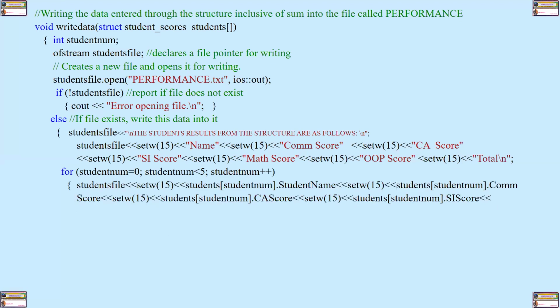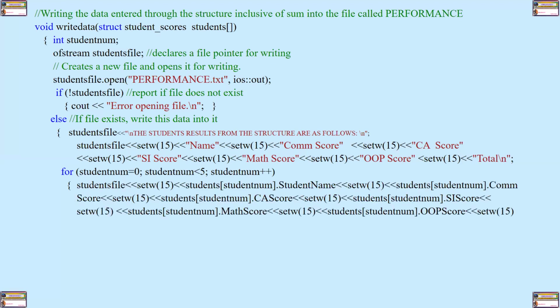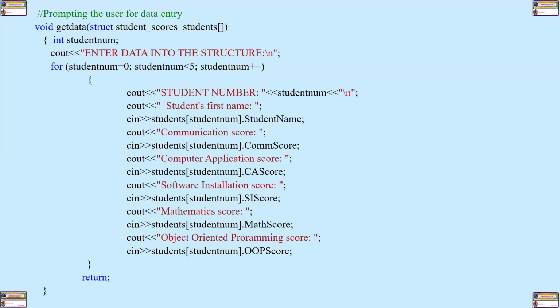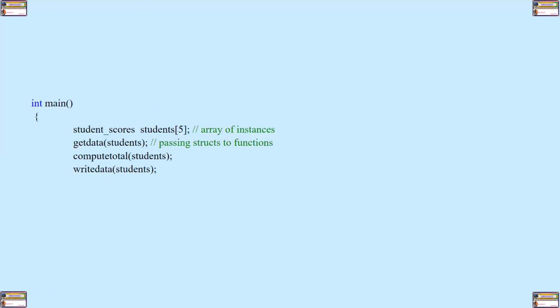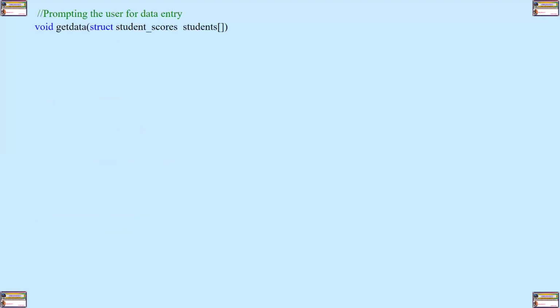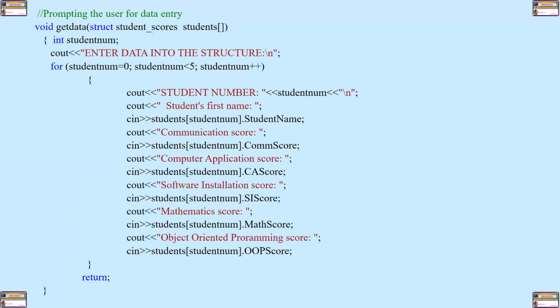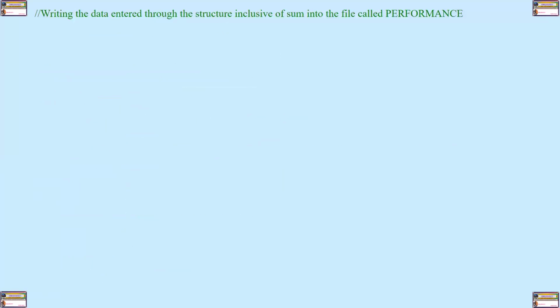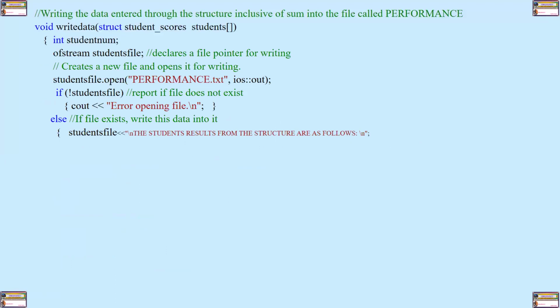So the content of the structure called students that we have looked at, the student details, let me show you. The content of this structure that we have already looked into, this one here. So all the content of the student course structure for the 5 students will be written out in the file using this function here.